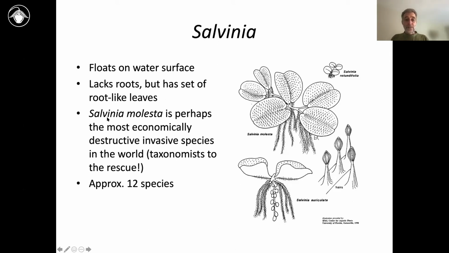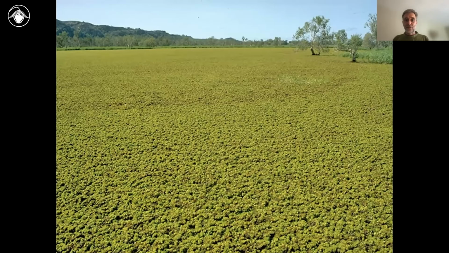So one species in Salvinia is perhaps the most economically damaging invasive species in the world. And how can it be that a little floating fern like this can be ecologically super destructive? Well, because it does this. So here's a lake in Africa that has been completely taken over by Salvinia molesta.